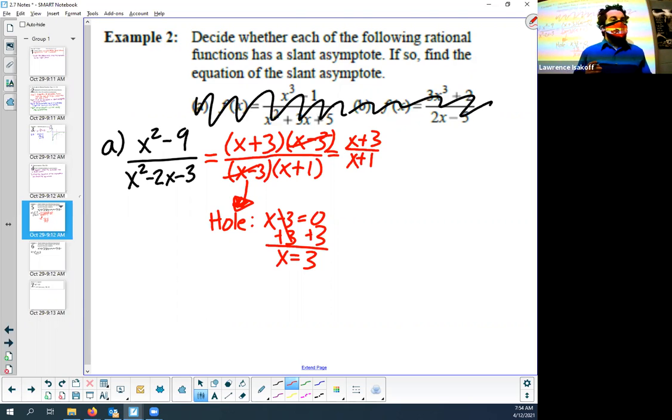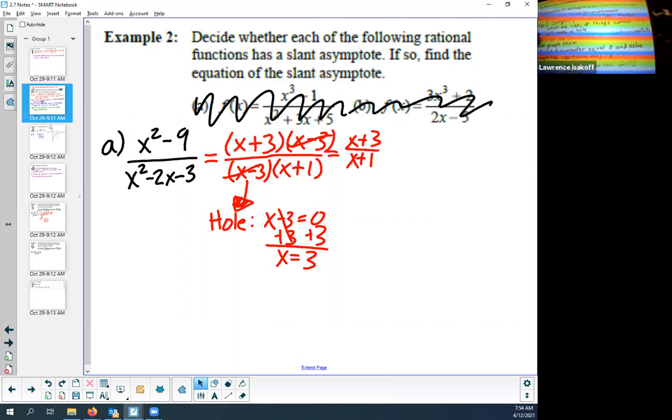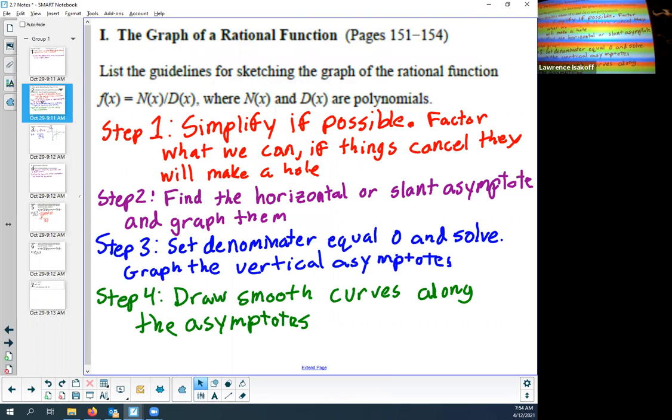What most students do, and what I recommend, is you just draw your curves nice and smooth using a pencil. This way you can just erase where 3 is at x. You just erase that, draw a hole, and now you're good. Okay. Now I'm going to look for my horizontal asymptote. I know it's a horizontal because they are of equal power.